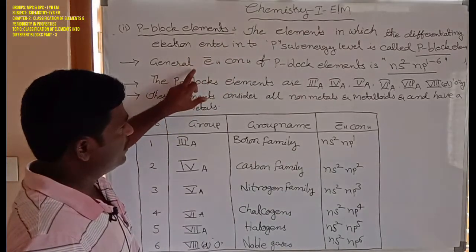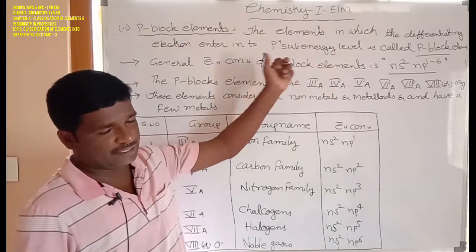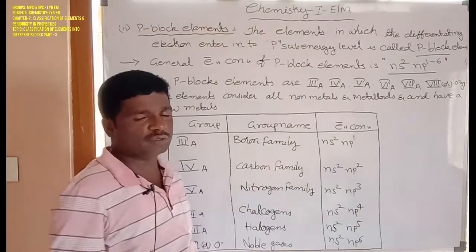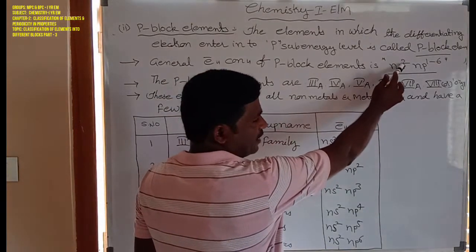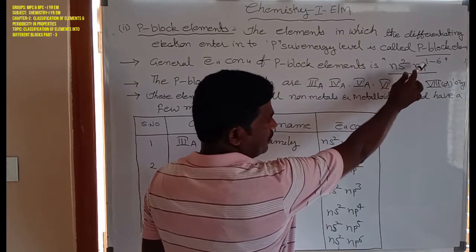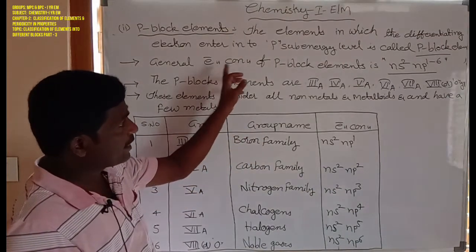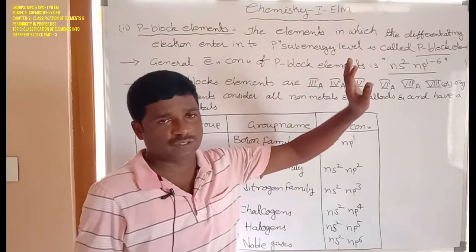The next point, the general electron configuration of the P block elements is ns2 np1-6. The S orbital has 2 electrons and the P orbital has 1 to 6 electrons. So the general electron configuration of the P block elements is ns2 np1-6.